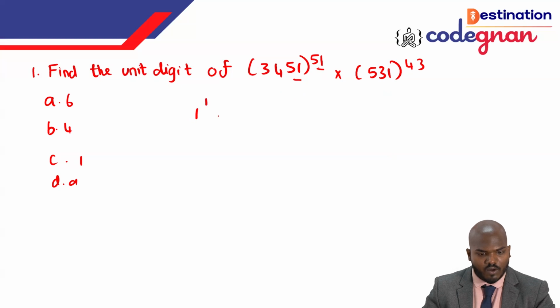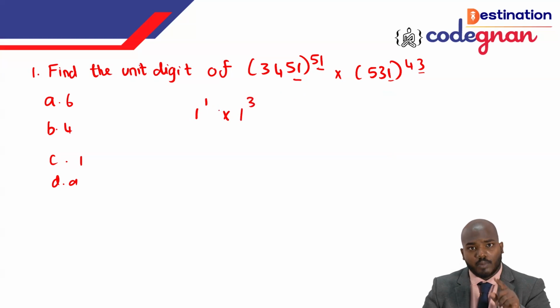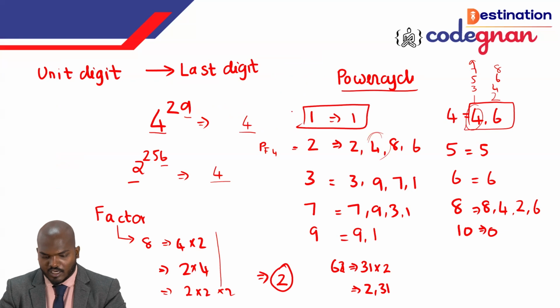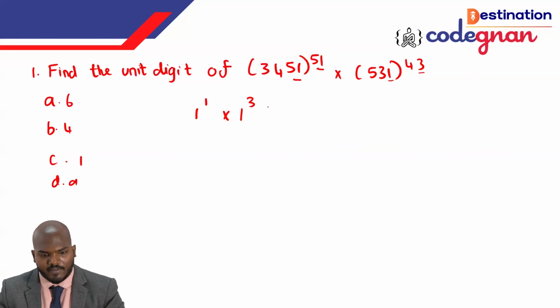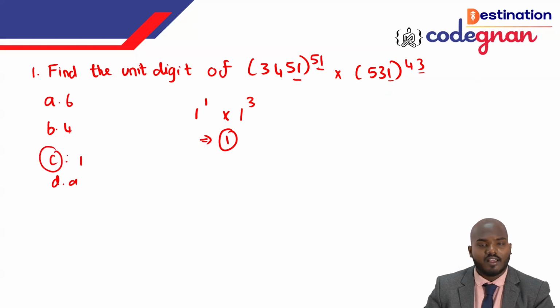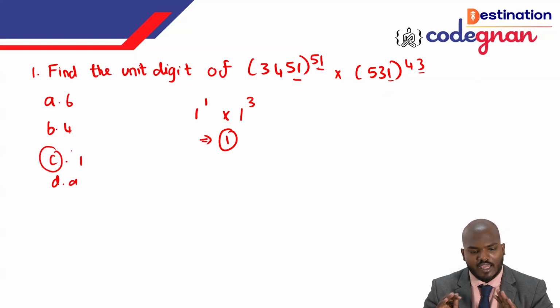So take 1 power 1 on one side. And on the other side the last digit is also 1, and the power is a cube, so 1 power cube. You know the power cycle: anything with last digit 1 raised to any power gives the same 1 only. So the answer is 1, and option C is the correct answer. Are you clear, guys? It's a very simple sum.